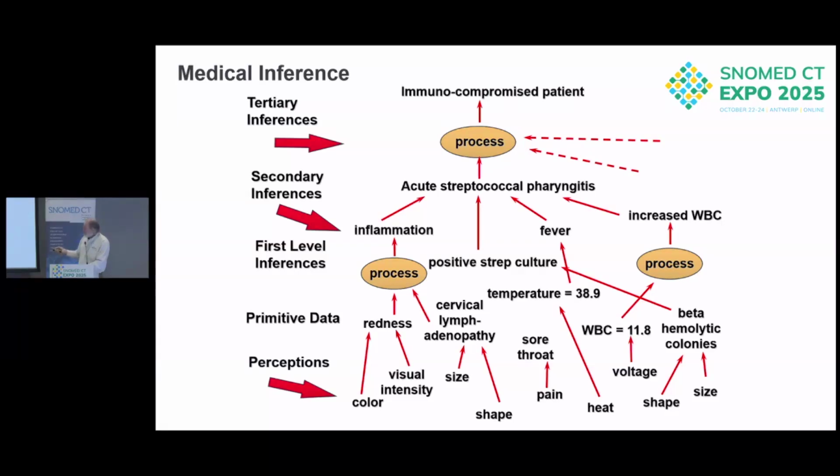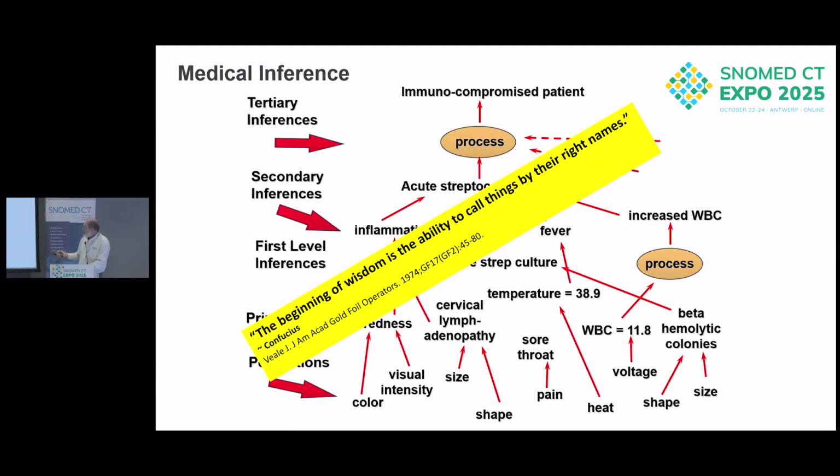This comes back to, we have definitions of what we mean by streptococcal pharyngitis, and to know that they really had it doesn't depend on the likelihood of the next word. It depends on actual logic from these things. And you need names for all of these things to do this accurately. And so, I like the quote here. Beginning of wisdom is the ability to call things by their right names. Go Confucius. Really like that.